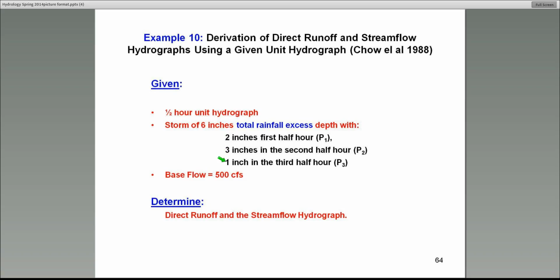And then, of course, I gave you the base flow just to show you how to come back with the total hydrograph, but you don't have to worry about that in this example because the emphasis is on the direct runoff hydrograph.